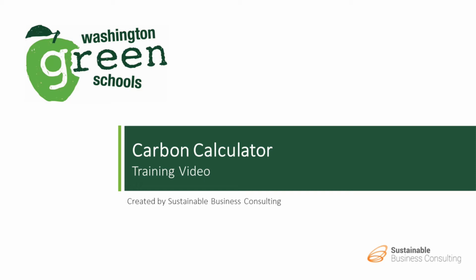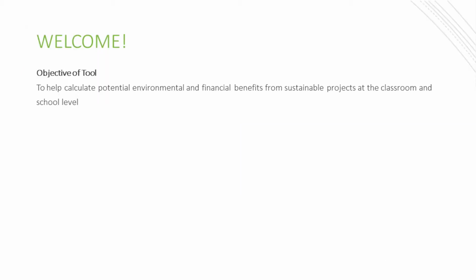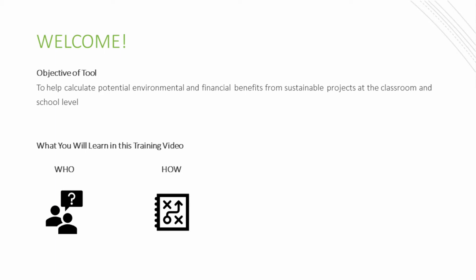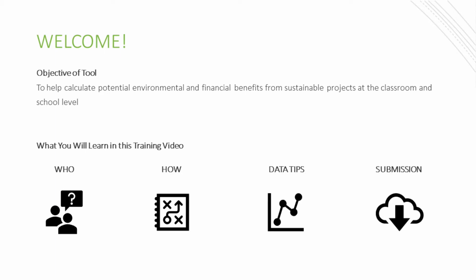This tool was created for Washington Green Schools by Sustainable Business Consulting, a local partner and community supporter. Its purpose is to help schools calculate the potential environmental and financial benefits from sustainable projects completed at both the classroom and school level. This training video will help orient you with the capabilities of the tool, including who should use this tool, how to use this tool, tips on collecting data, and how to submit your results.